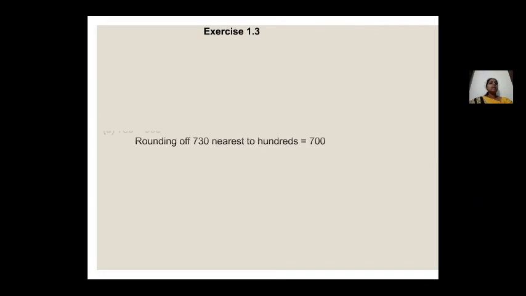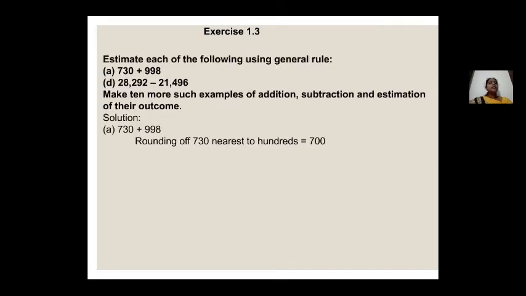See Exercise 1.3. Estimate each of the following using the general rule. You have rules to estimate by rounding the numbers, right? In your previous class you already studied. Let us recall that. Make 10 more such examples of addition and subtraction and estimate their outcomes. So you have to give some more examples here. 730 plus 998 is the question.